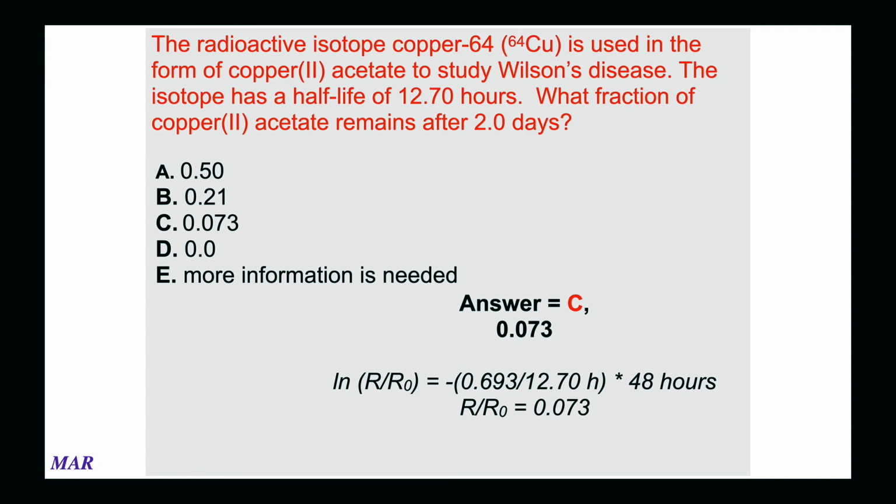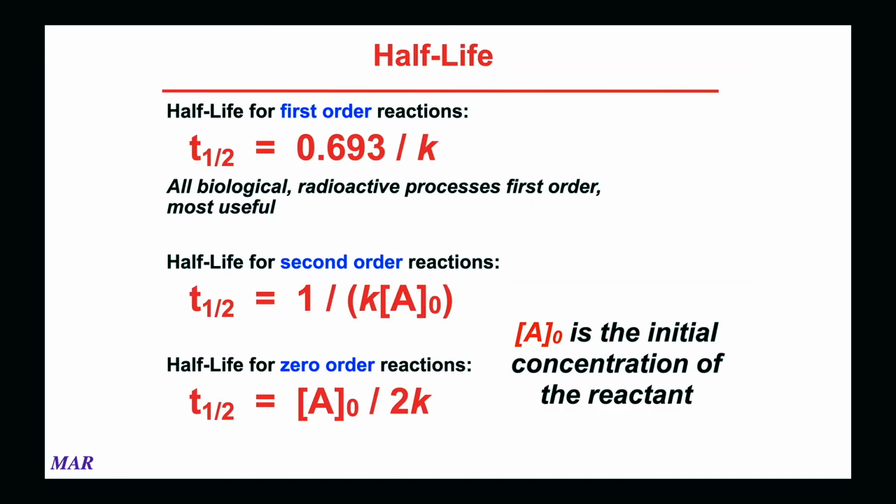So plug this all in, take the anti-natural log, e to the natural log of x, to get just the fraction, 0.073. If you don't get that answer, you let me know. No problem. But you can see this is sometimes kind of useful for figuring this stuff out. When it comes to first order, half-life equals 0.693 divided by k. And 99% of the time, that's the one you're going to use in chemistry.